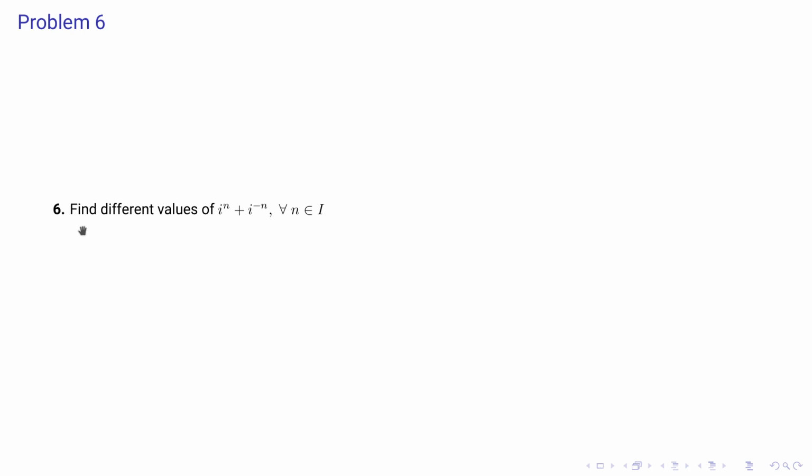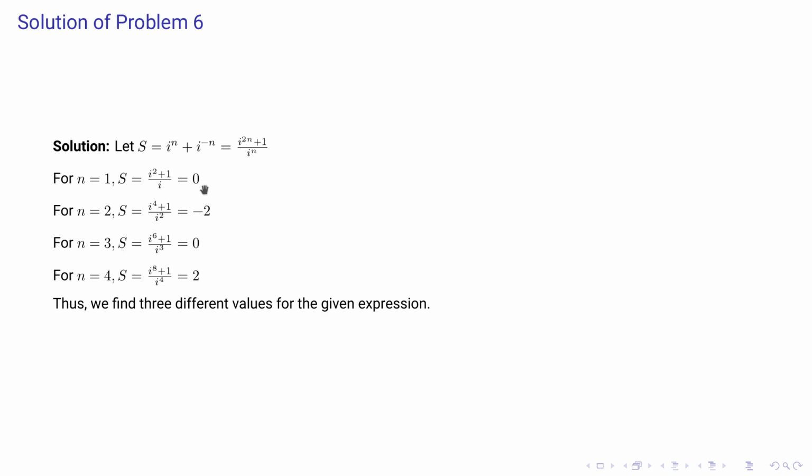Problem 6 says: find the different values of i^n + i^(-n), where n is in the set of integers. So we let S be the sum, which is equal to (i^(2n) + 1) / i^n. It comes from representing i^(-n) in fractional terms as 1 / i^n. Then we take the LCM and multiply, and it becomes (i^(2n) + 1) / i^n.